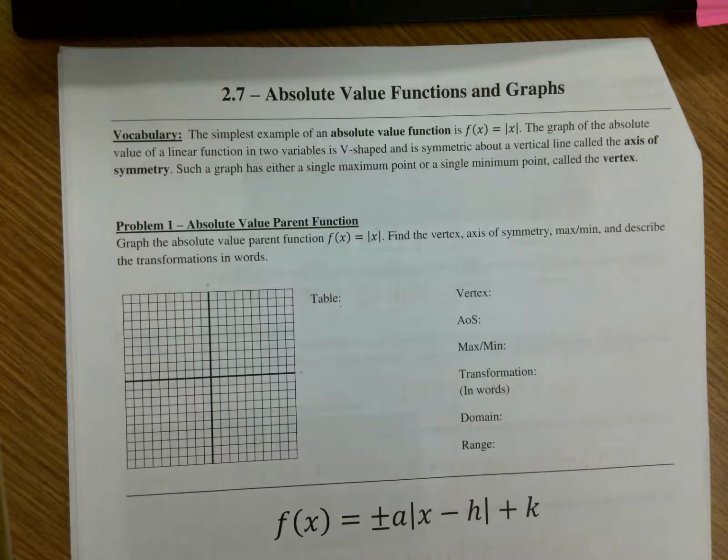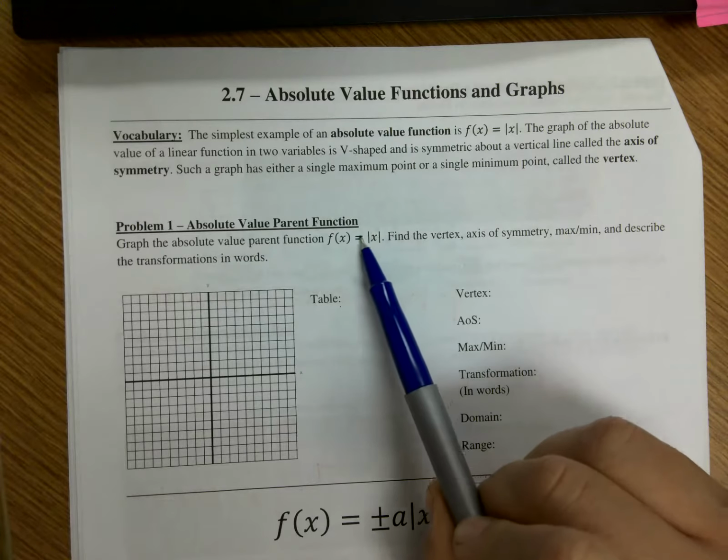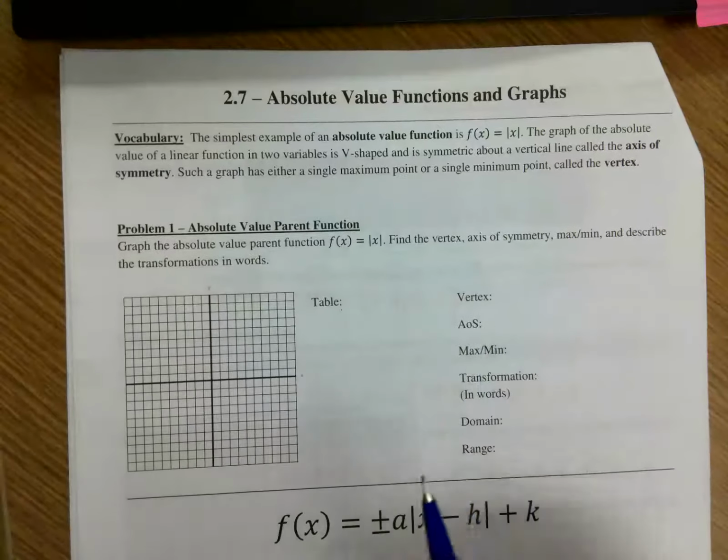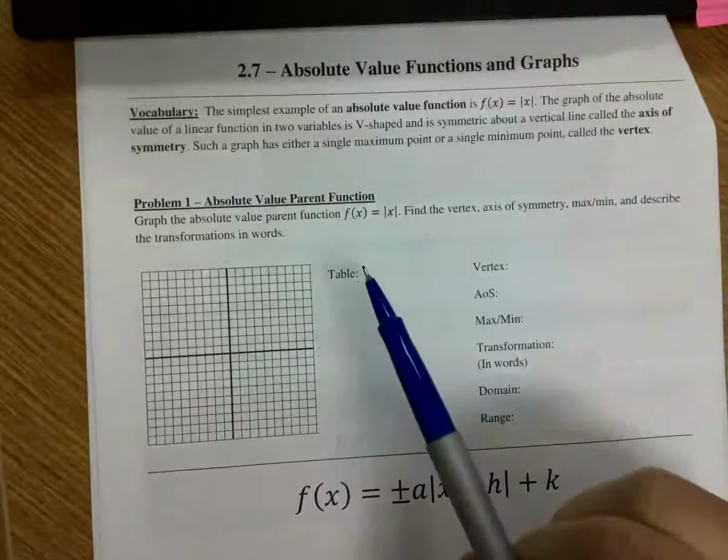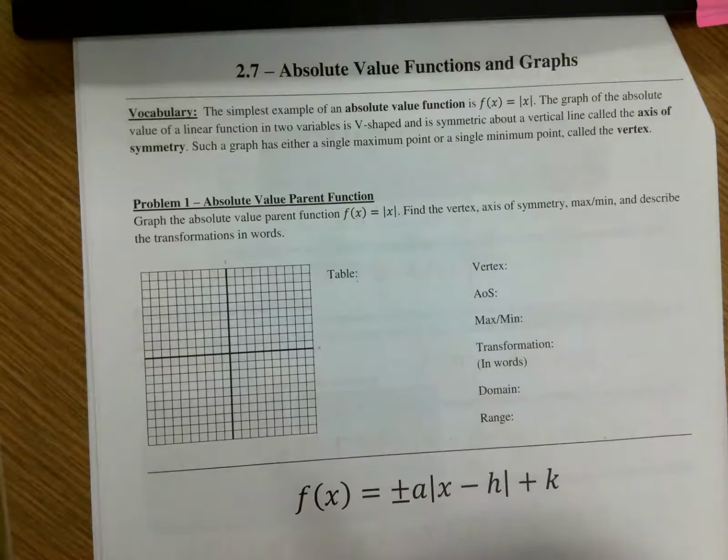Hello, hello, hello, 2.7 absolute values and their graphs. So right here, we have absolute value. Now we talked about absolute value in chapter 1. Now we're going to actually get into what the graph of an absolute value line would be.